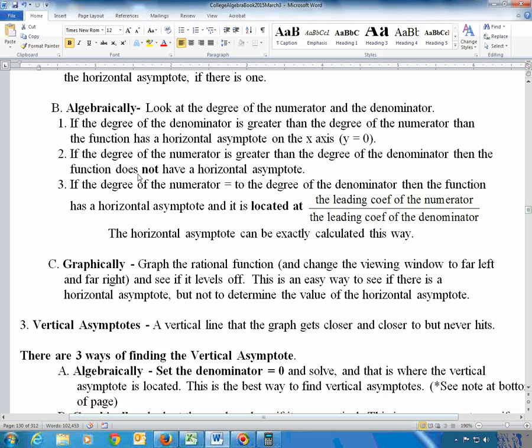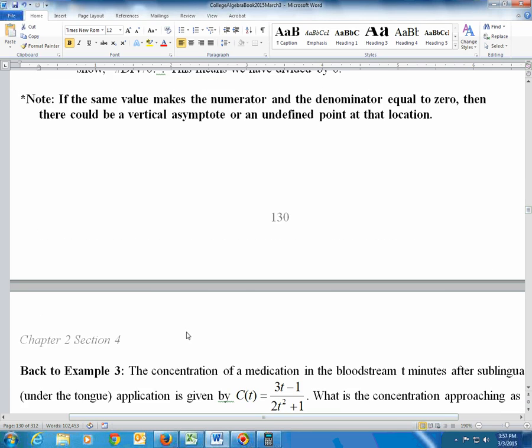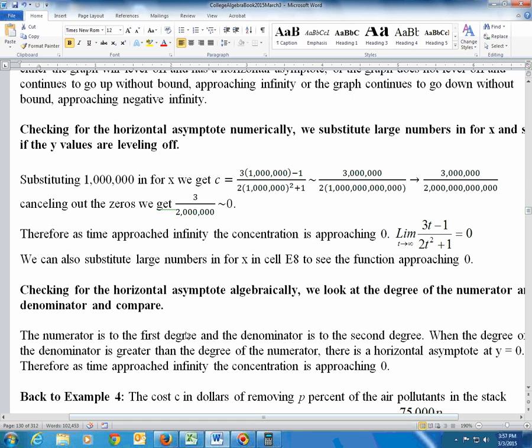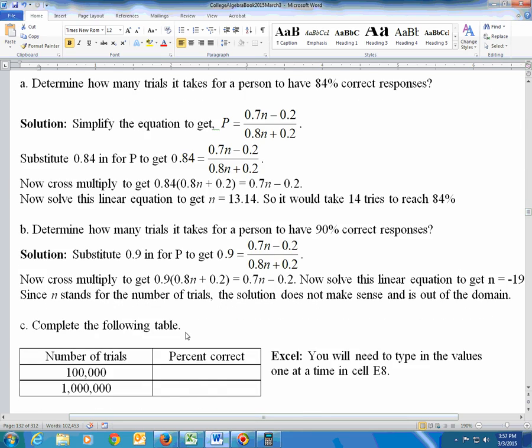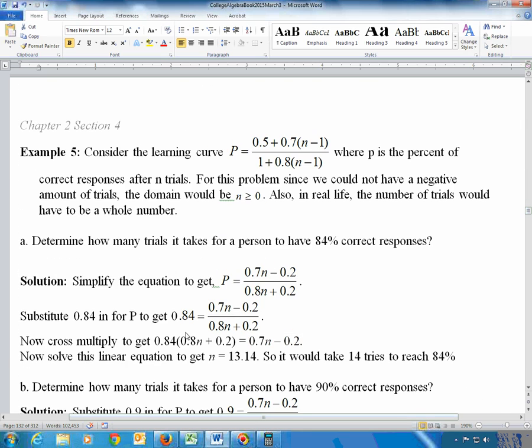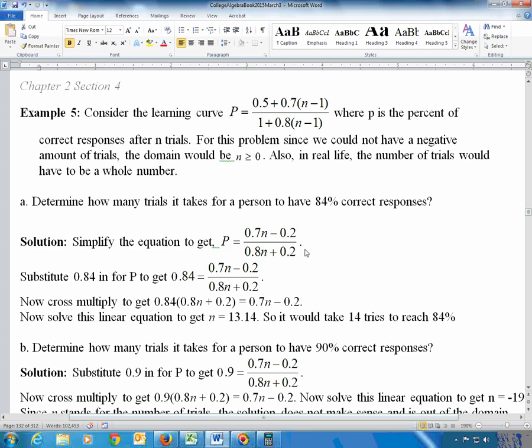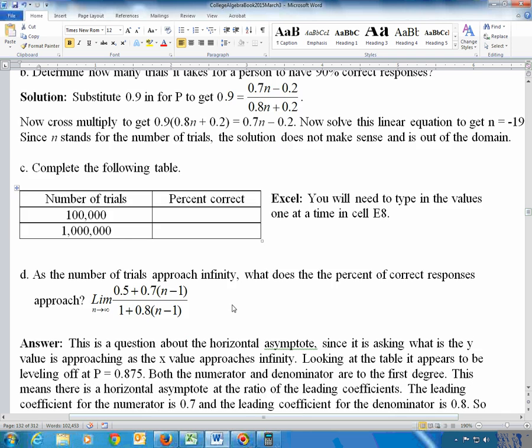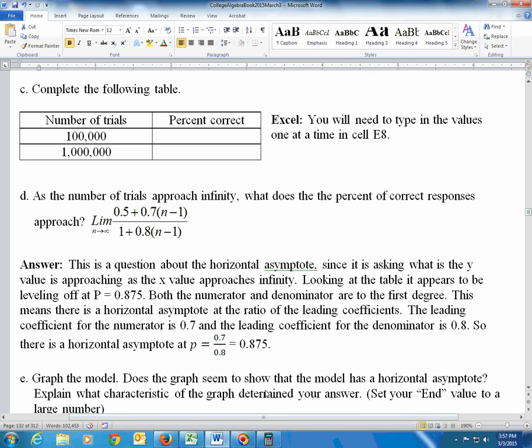It's looking at the degrees of the numerator and denominator. So let's look at the degree of these things. So going back to it here. On this problem, here it is kind of simplified. What degree is the top? First degree. What's the degree of the bottom? First degree. When the degrees are the same, it's just the leading coefficients. So it's 0.7 over 0.8. So it's approaching 0.7 over 0.8, which is 0.875, or 87.5% correct. No matter how many trials you get, that's what it's leveling off to.